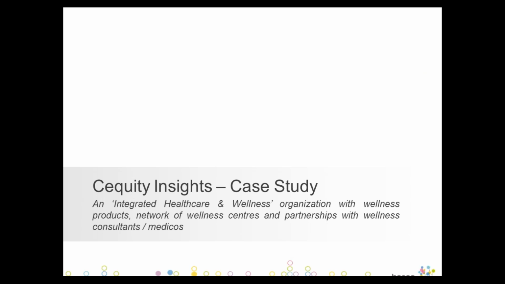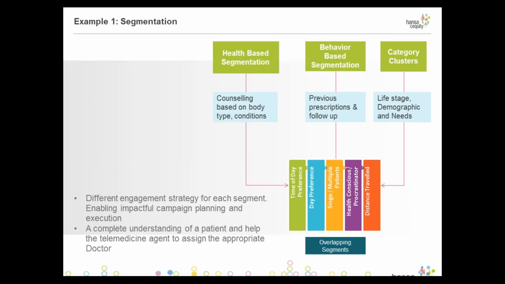Let's quickly look at a case study. For the sake of simplicity, I've taken something which all of us, irrespective of the industry in which we work, should be able to relate to, and that is an integrated healthcare and wellness organization. Essentially, it has a bunch of wellness products, a network of wellness centers, and also partnerships with consultants and doctors. So let's look at the first one, which typically is one of the aspects of early harvests, and that's segmentation.